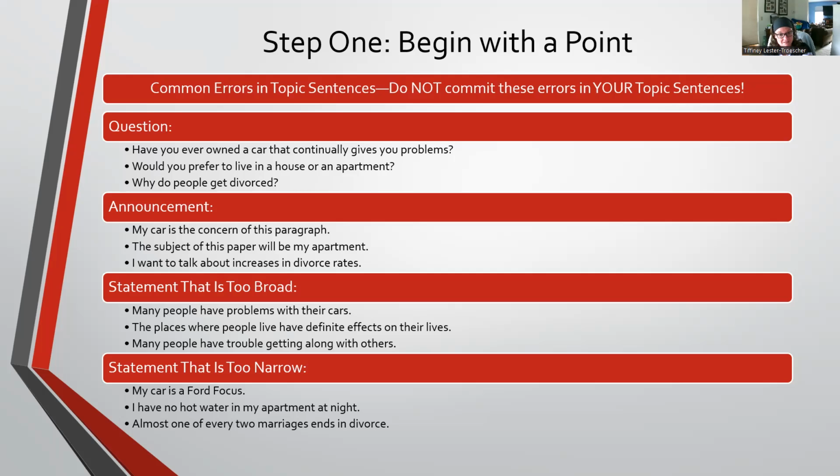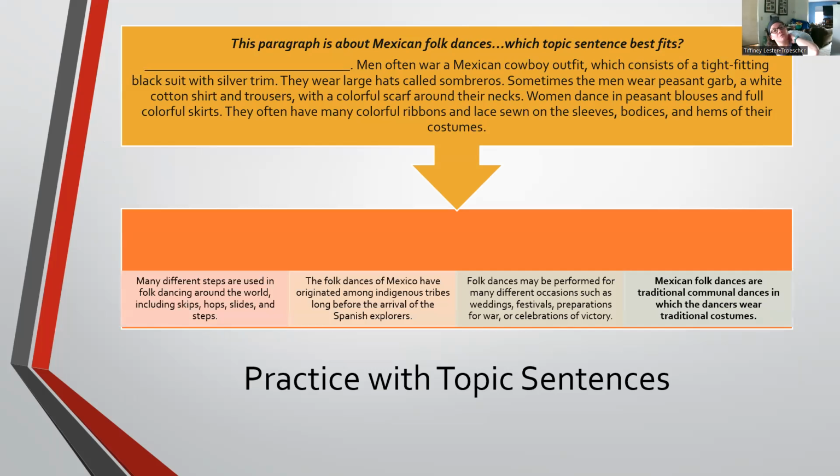Instead of just this straight fact, almost one of every two marriages ends in divorce, how about one of every two marriages ends in divorce, and the three top reasons are blank, blank, blank. Now we have a focused topic sentence, right? But just these statements of fact, that is not a good topic sentence. It still doesn't tell the reader what the paragraph is going to be about, and there's no real way to develop a fact, right? Okay, so 4 big errors in creating topic sentences. Do your best to avoid them. Let's practice a little more with topic sentences here.